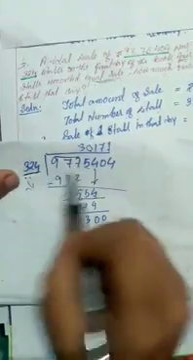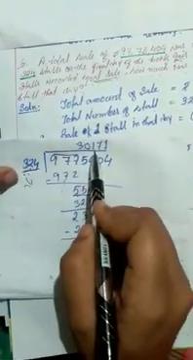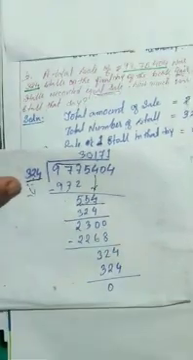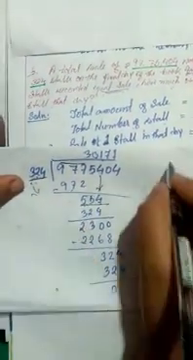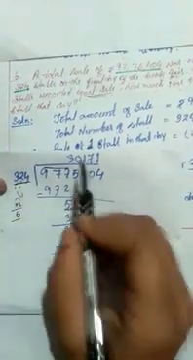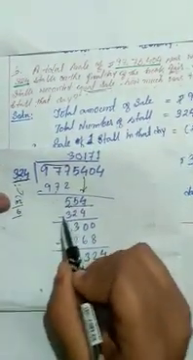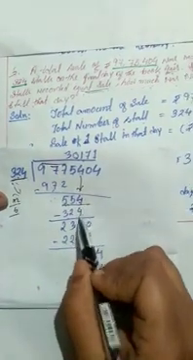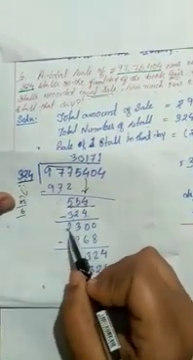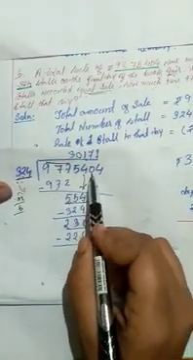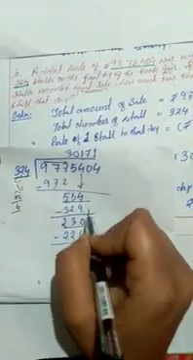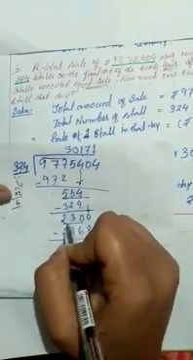All right, now 324 ones. If we do 324 into 2, it will be 648, which is a larger number, so we have to take 1, 324. Now 4 minus 4 is 0, 5 minus 2 is 3, and 5 minus 3 is 2, so 230. Now we'll bring down the next 0 here, so it is becoming 2300.